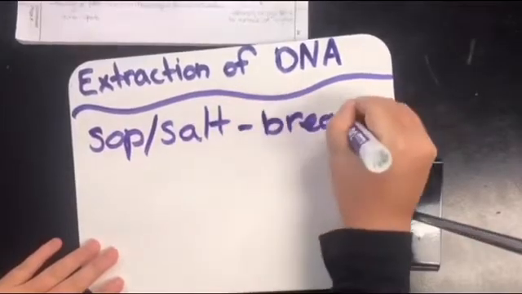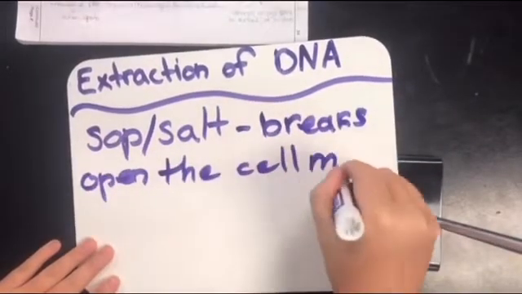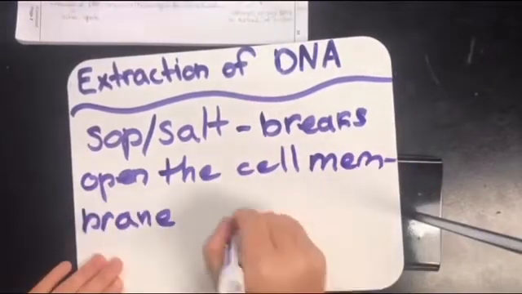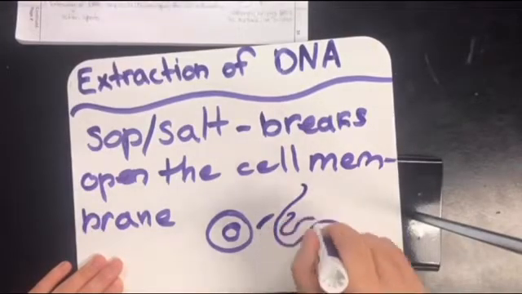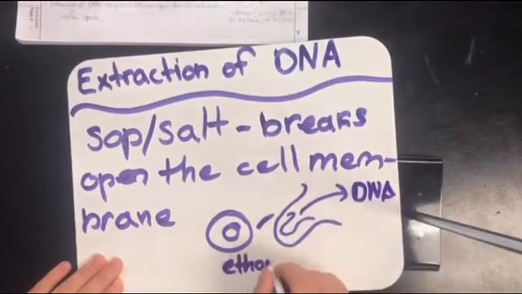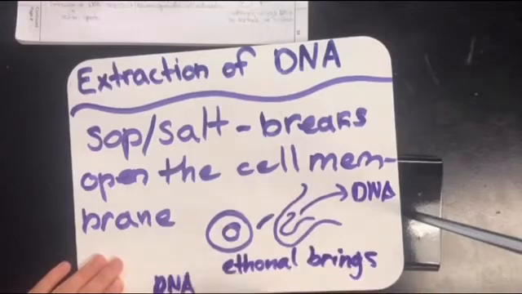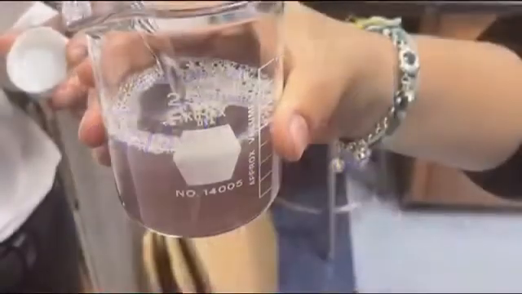DNA extraction is a routine procedure used to isolate DNA from the nucleus of cells. When isopropyl alcohol is added to a solution of DNA, the DNA precipitates out of the solution.